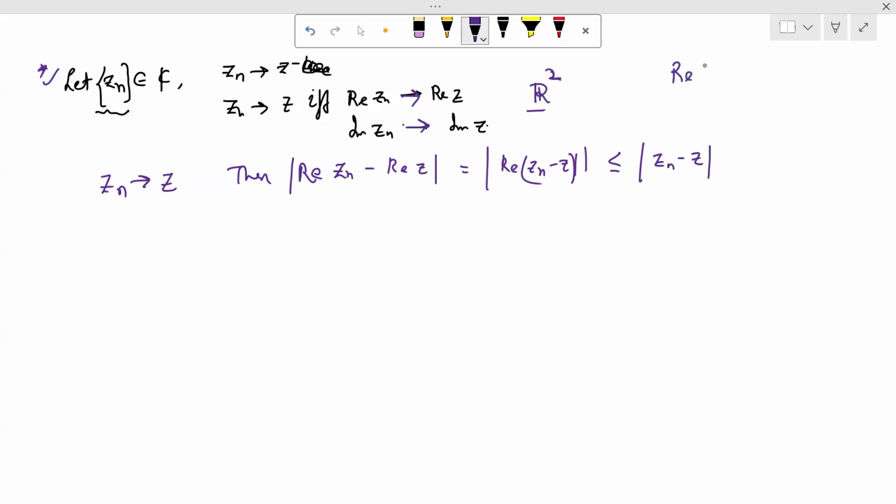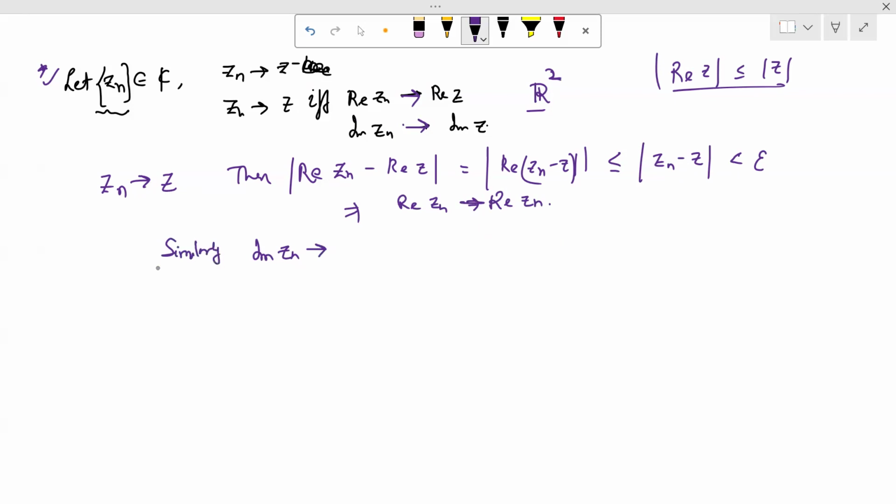So we know that the real part of Z, modulus, is always less than or equal to the modulus of Z. This is something that we already know. And if Zn converges towards Z, it implies what? This can be made less than epsilon. It implies that the real part of Zn converges towards the real part of Z. And similarly, you can do the same for the imaginary part of Zn. Similarly, you can prove this; I'm leaving it up to you. The imaginary part of Zn also converges towards the imaginary part of Z.